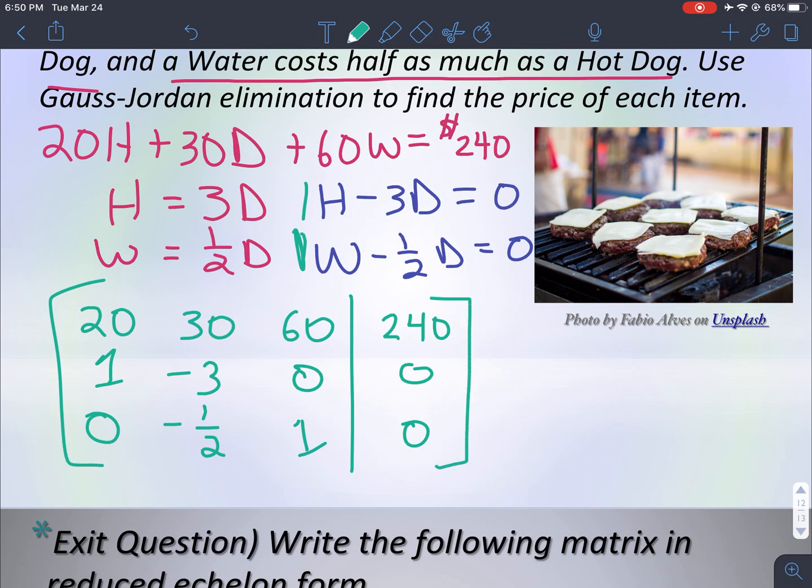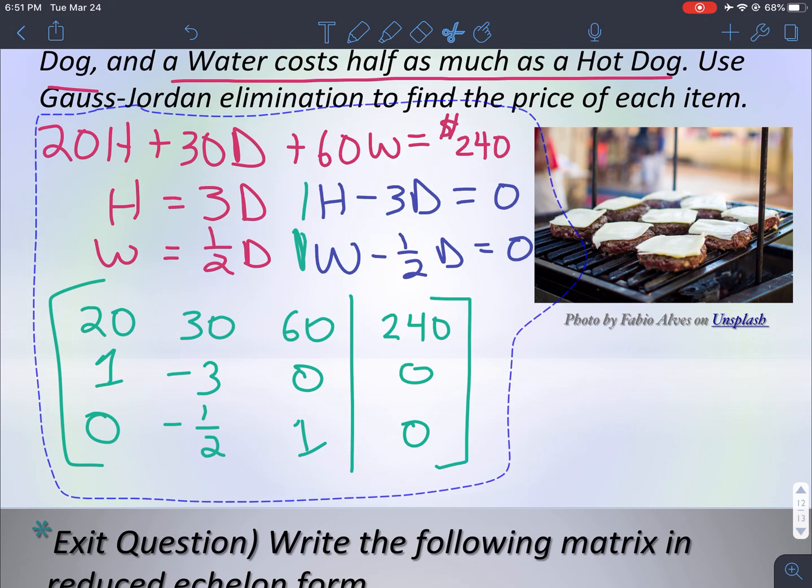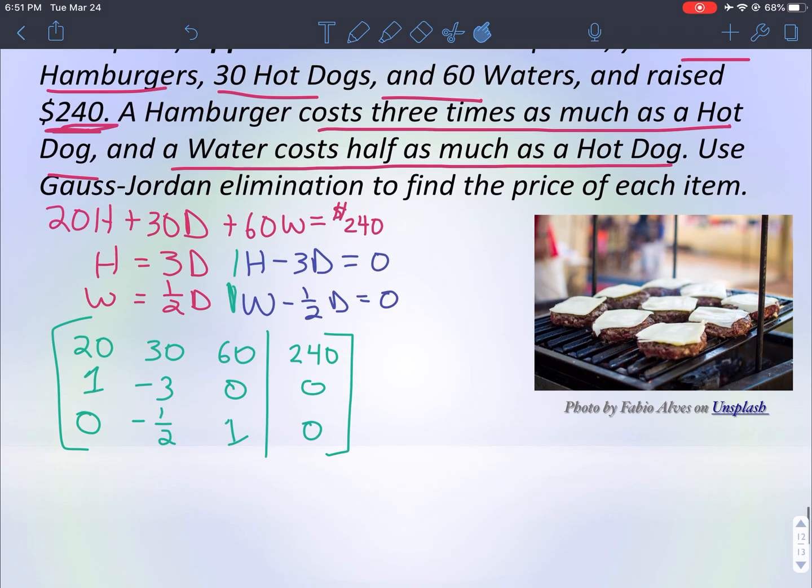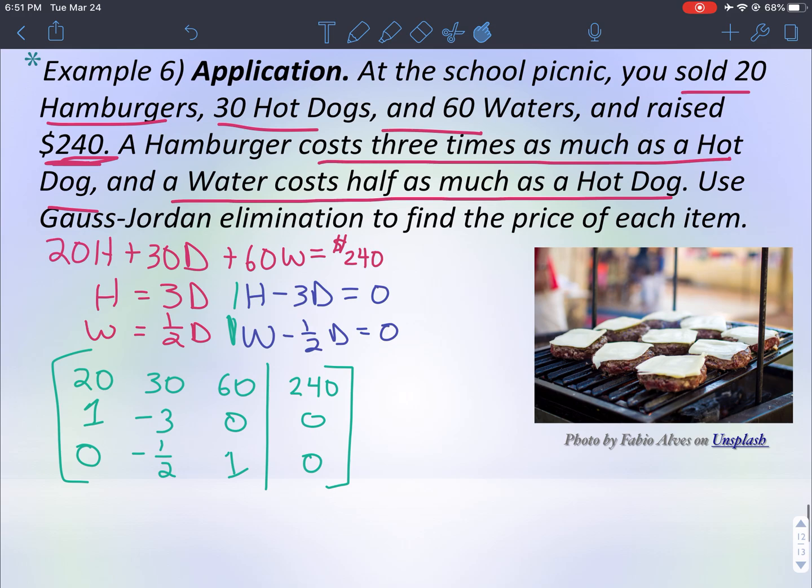Find the price of each item. So the first column are the hamburgers. The second column are the dogs, D. The third column represents the waters. Try Gauss-Jordan elimination to find the price of each hot dog, each hamburger, and each water.